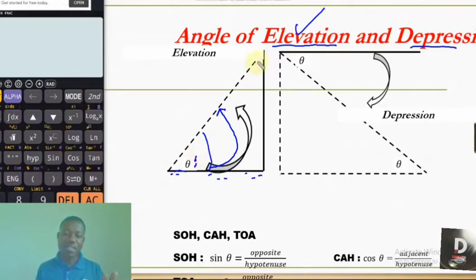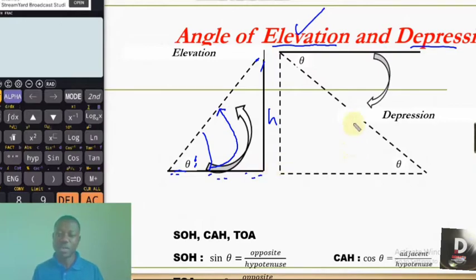And the rationale behind it is to end up getting what? A right angle triangle. So you connect the other side, the height, to form a right angle triangle. And normally you are asked to find the height of the triangle. That's angle of elevation and depression.